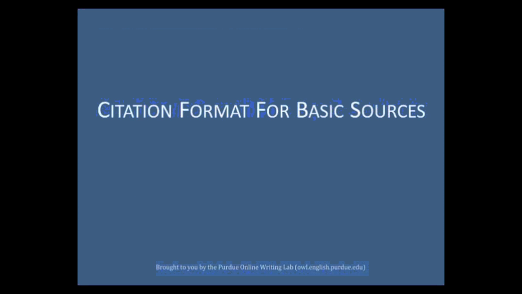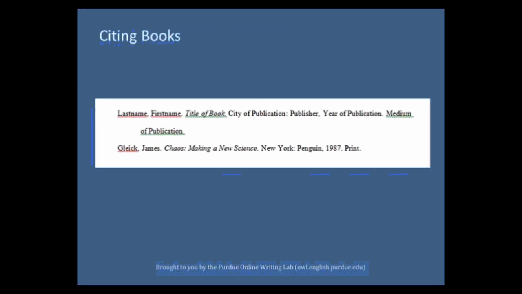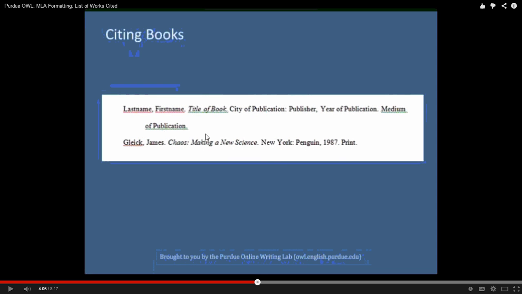Citation format for basic sources. To cite a book properly, first include the author's name, last name first, followed by a period. Then place the title of the book in italics, followed by a period. Next, indicate the city of publication, followed by a colon. Conclude. Okay, this is the thing that I was telling you.